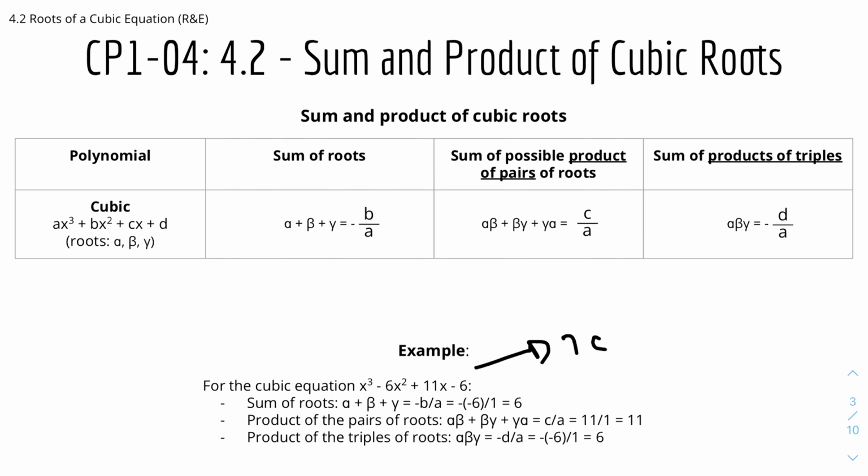The solution is x equals 1, 2, and 3. You can see the sum of the roots is indeed 6, and the product of the roots is indeed 6 as well. And the sum of the product pairs of the roots is 11, because you do each individual product, which is equal to 11.